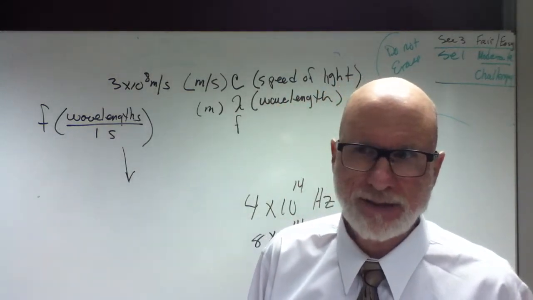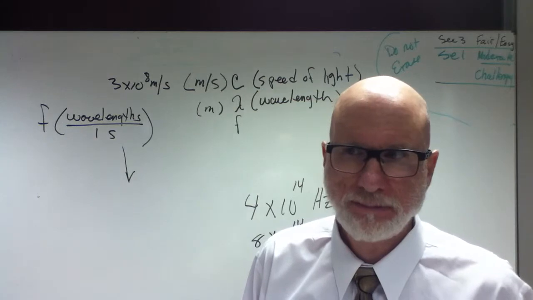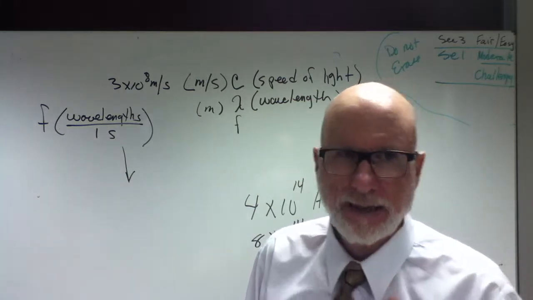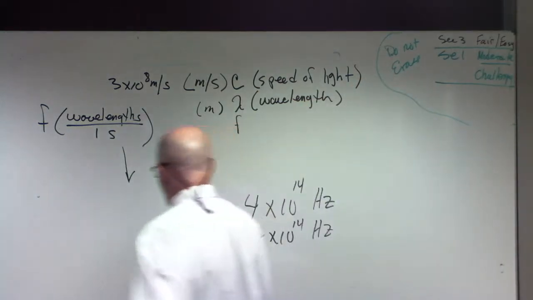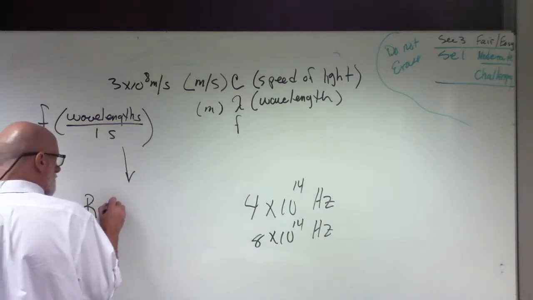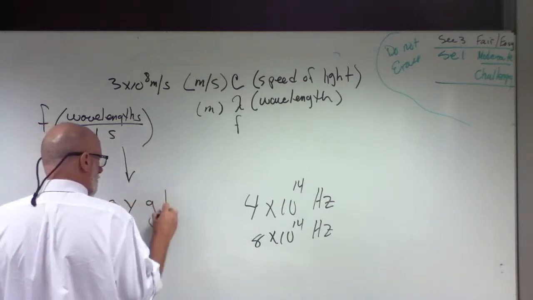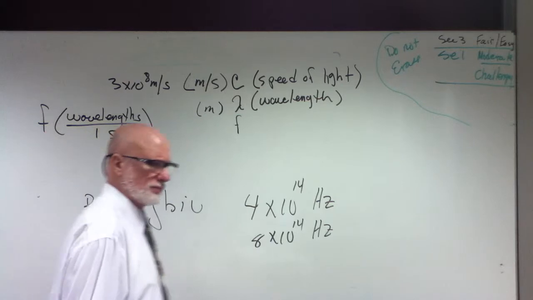Very close. Yes or no? Yeah. And then all in between is the color of the rainbow? Yes, exactly. So here's red. Red, orange, yellow, green, blue, indigo, violet.